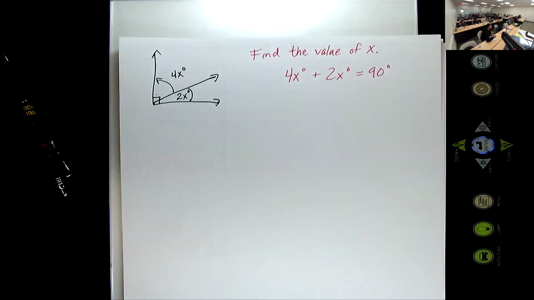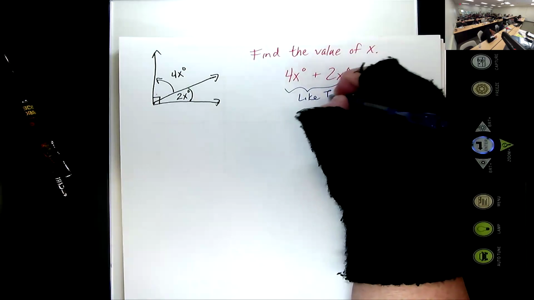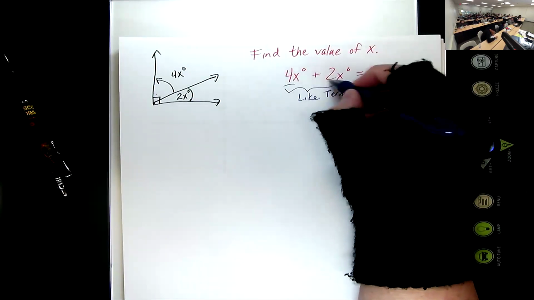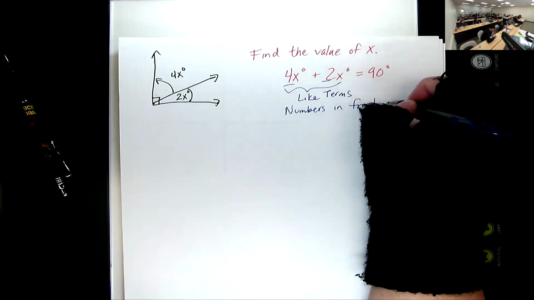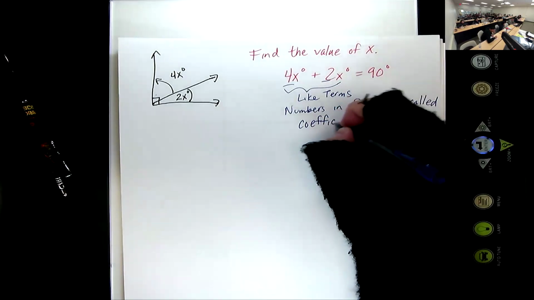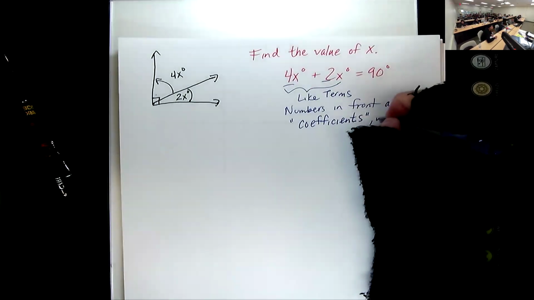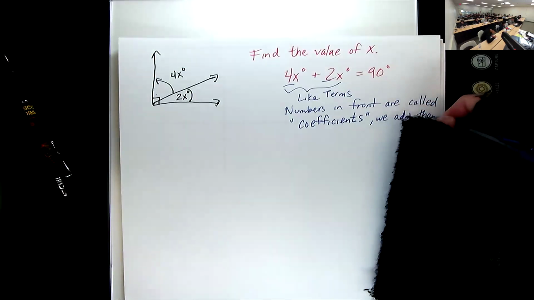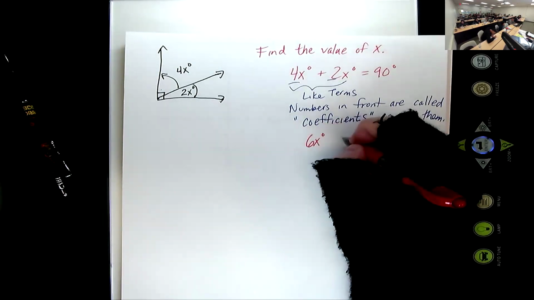So what do we do with the 4x and the 2x? Since they're like terms, that's a good old algebra term, we can add the numbers in front. Throw a little bit of algebra reminders at you. The numbers in front are called coefficients. Here's a really long word to describe something super simple. Coefficients. And we add them. Just a little algebra reminder. So 4x plus 2x is 6x.